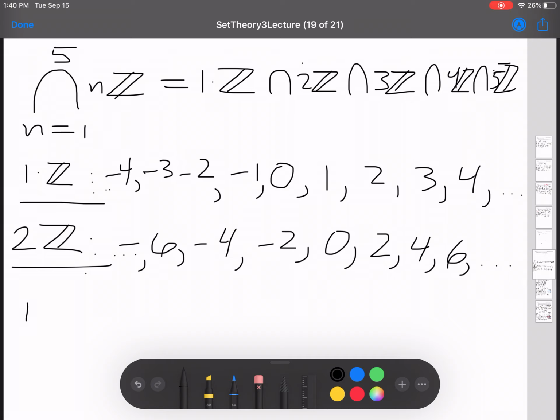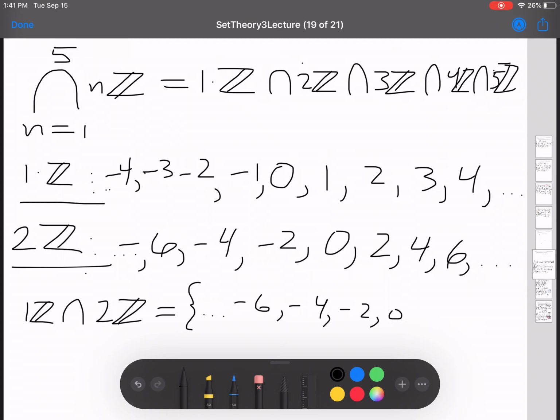All right, so then 1z intersected with 2z is what they have in common, right? What's common to both sets? So the evens, obviously, right? So this is -6, -4, -2, 0, 2, 4, 6. Remember, 0 is even. Right? So this is actually equal just to 2z.